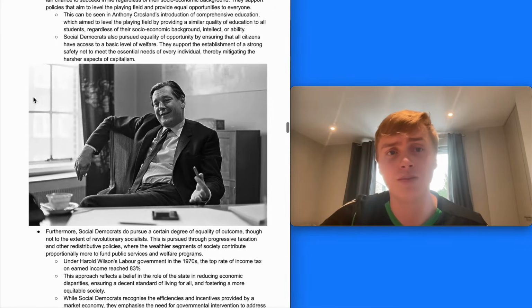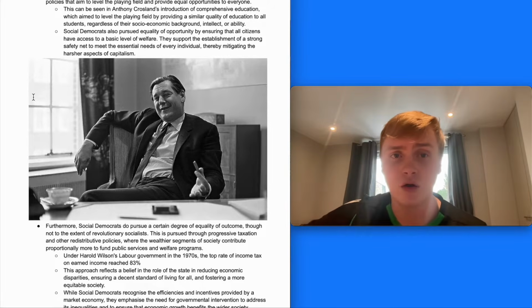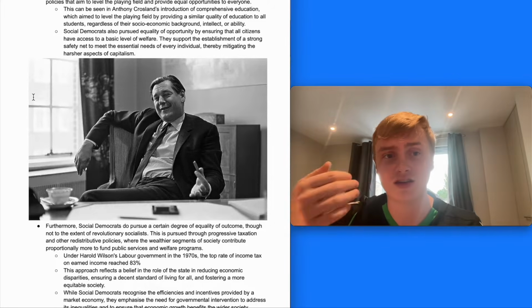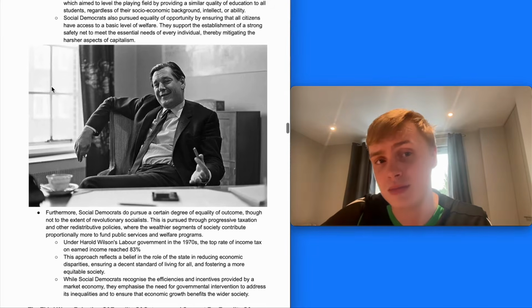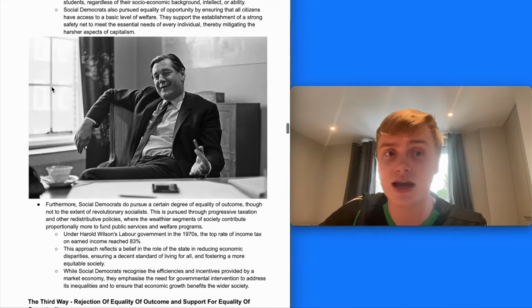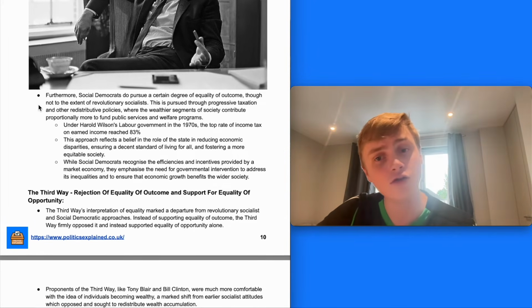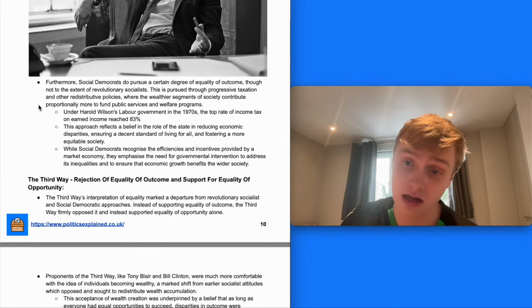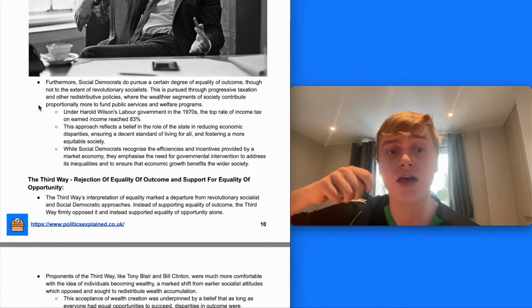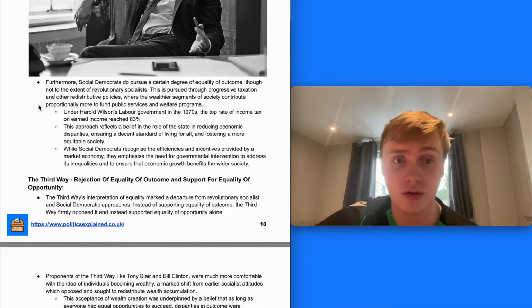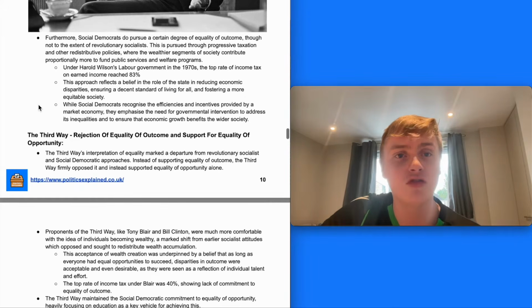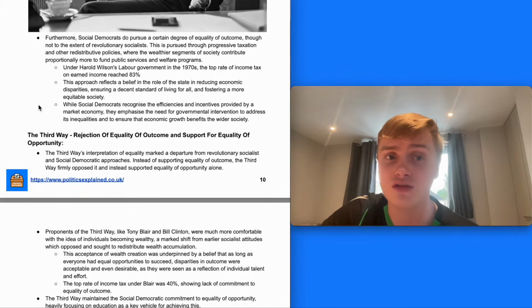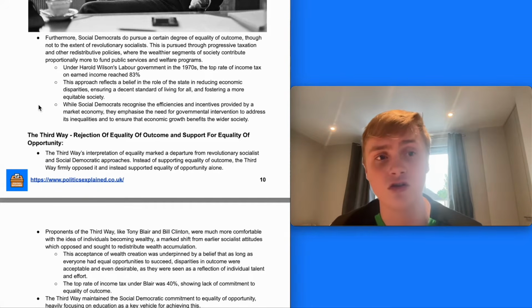And they also pursue equality of opportunity by seeking to ensure that all citizens have access to a basic level of welfare, so a strong safety net, so that it meets the needs of every individual to mitigate the harsher aspects of capitalism. And crucially, they don't just support equality of opportunity, like we'll explore the third way does. They also pursue a certain degree of equality of outcome, though not absolute equality in the way of revolutionary socialists. And that's pursued through progressive taxation and other redistributive policies, where the wealthier segments of society contribute proportionally more to fund public services and welfare programs.